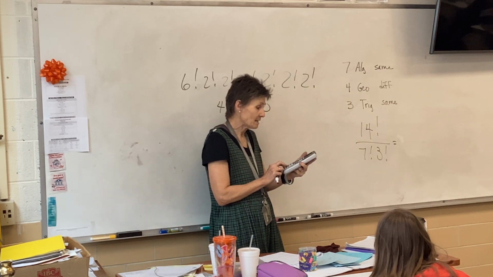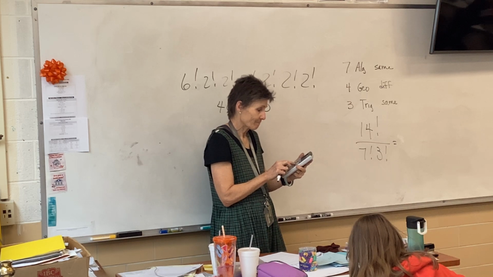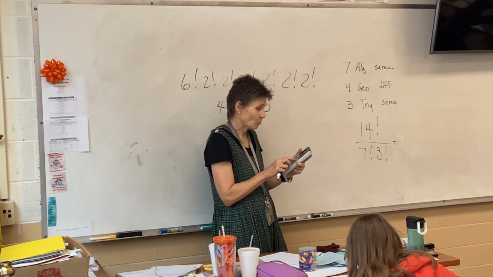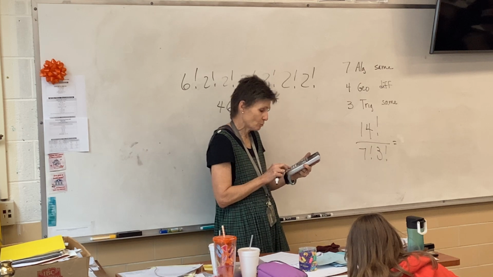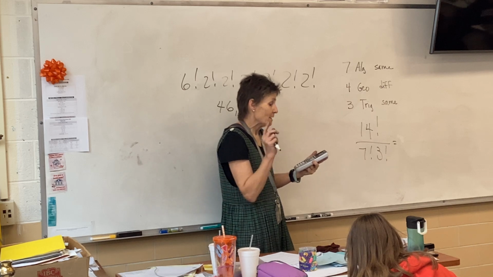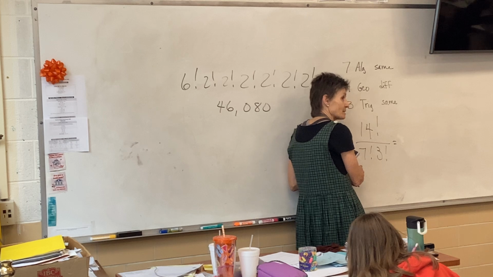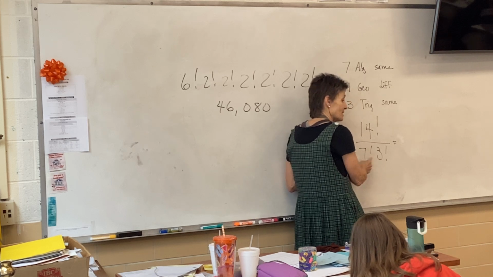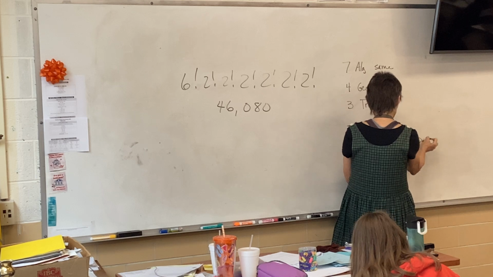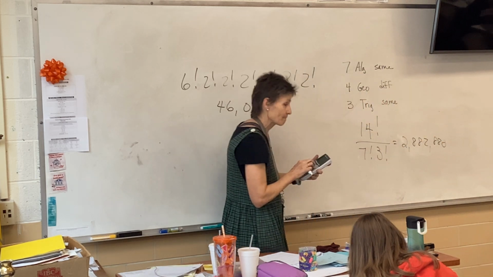It's 14 factorial divided by 7 factorial. Don't cancel, kids, there's no shortcut. Divided by 3 factorial. Make sure that you are divided by, there's no times. So it's this, divided by this, divided by this. And the answer is 2,882,880.